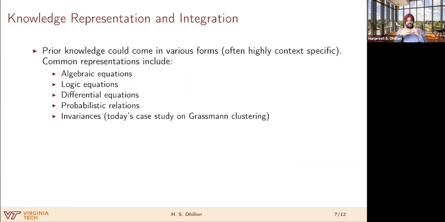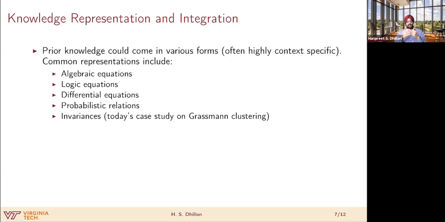Now, let's first discuss how this prior knowledge could be represented. In what forms could it come? Obviously, the answer is that it is highly context specific. It really depends on what you are trying to study. The common forms could be algebraic equations. You could have logic equations if there is some type of temporal evolution in the system, or even spatial evolution of the system. You could have differential equations. You could have probabilistic relations. You could have invariances, in the sense that your solutions might be invariant to certain mathematical operations.